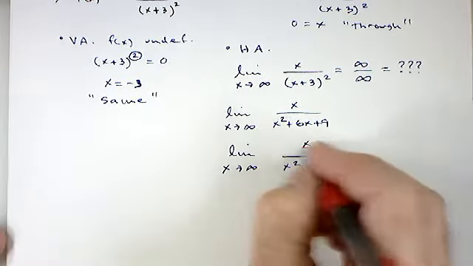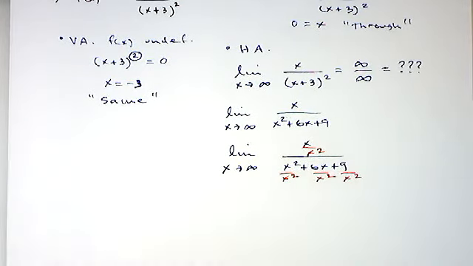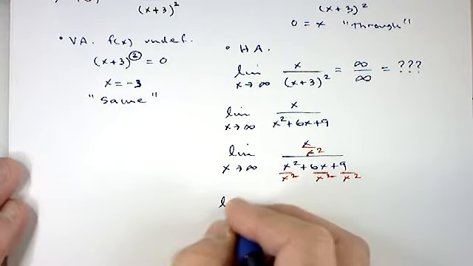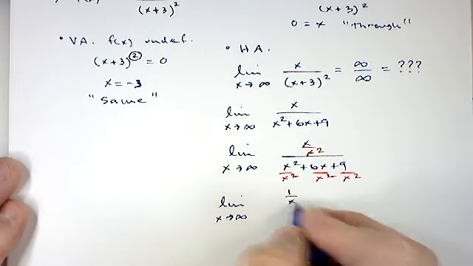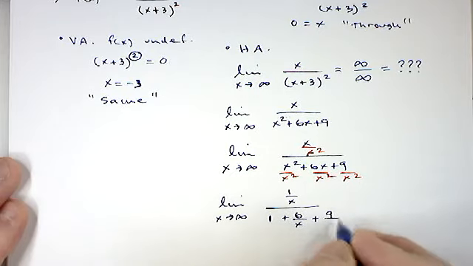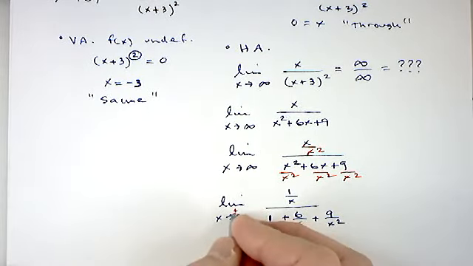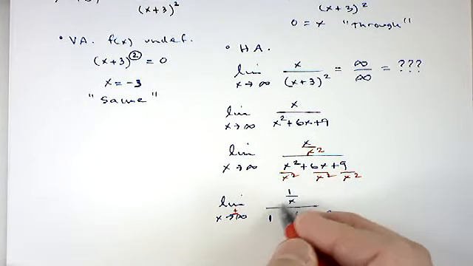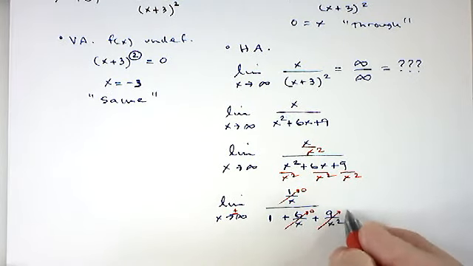So we'll divide this by x squared, x squared, x squared, x squared. Let's see what we're looking at. X over x squared is 1 over x. This is 1 plus 6 over x plus 9 over x squared. If x becomes really big, both positive or negative, 1 over a really big positive or negative is going to 0. This is going to 0. 9 over something infinity squared is going to also go to 0.